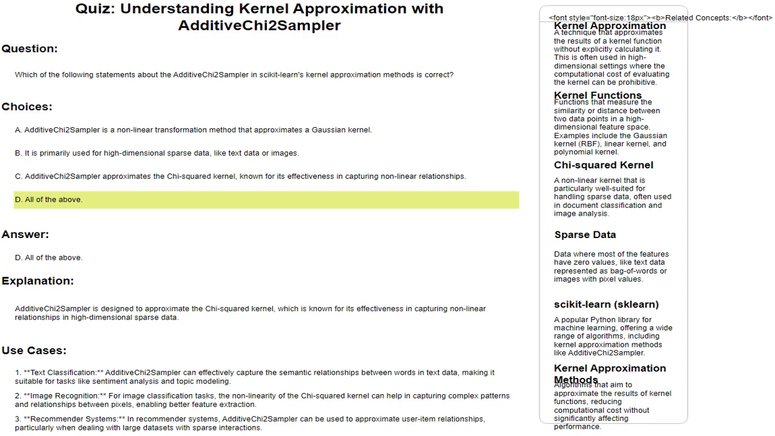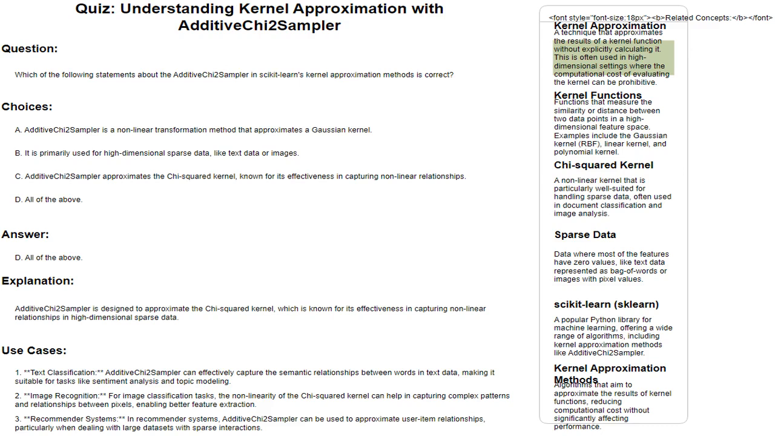1. Text classification. Additive Chi2 sampler can effectively capture the semantic relationships between words in text data, making it suitable for tasks like sentiment analysis and topic modeling. 2. Image recognition. For image classification tasks, the non-linearity of the chi-squared kernel can help in capturing complex patterns and relationships between pixels, enabling better feature extraction.